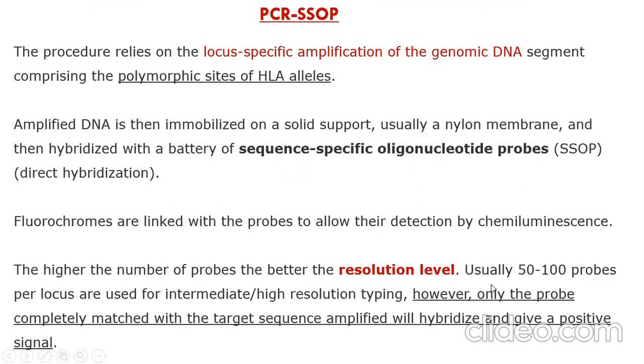And as suggested, the resolution level is important. If you don't have enough probes, you may miss in the reaction. You usually go with 50 to 100 probes and then hybridize. But if it is a rare antigen or a rare haplotype, you might have to go with another synthetic method to develop the probe and go ahead testing it. That is PCR SSOP.